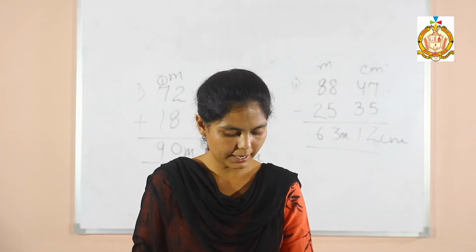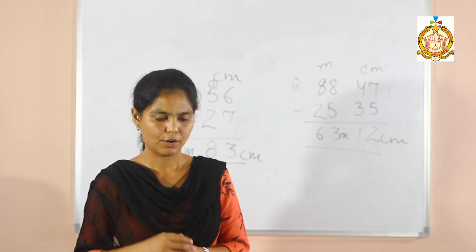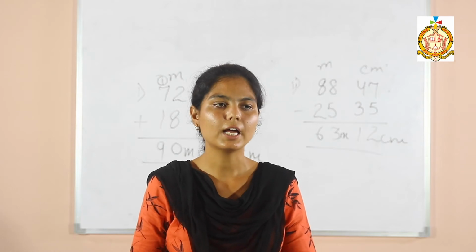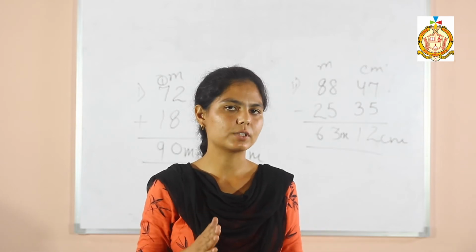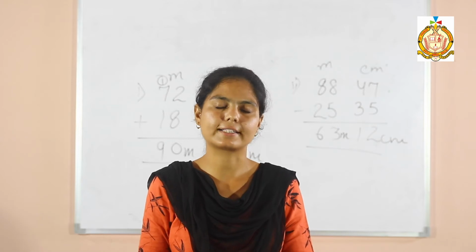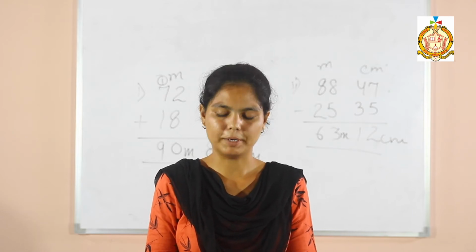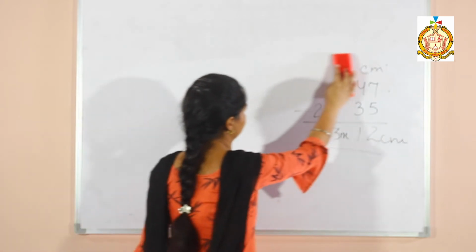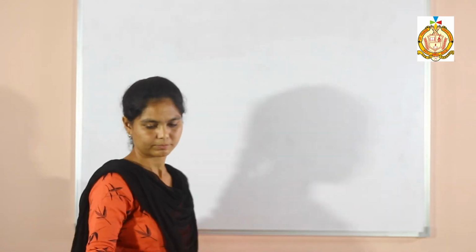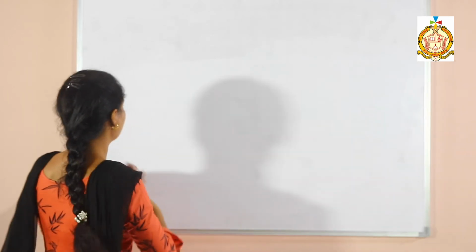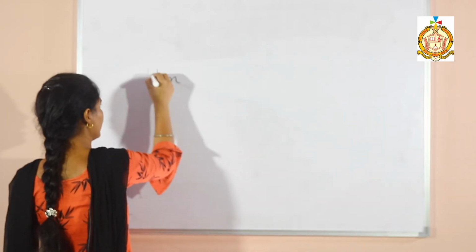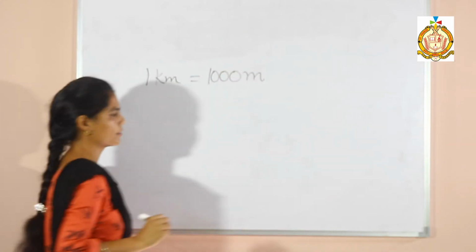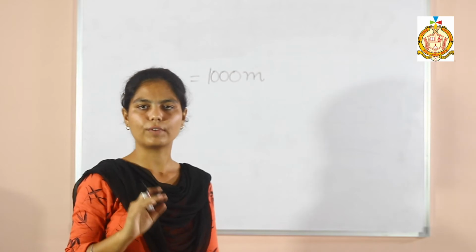So in this chapter, our next topic is bigger units of length. To measure bigger lengths, bigger heights, the height of bigger objects, we use kilometers. For example, the distance between two cities, the distance between two towns, etc. We use the unit kilometer. And 1 kilometer equals 1000 meters.